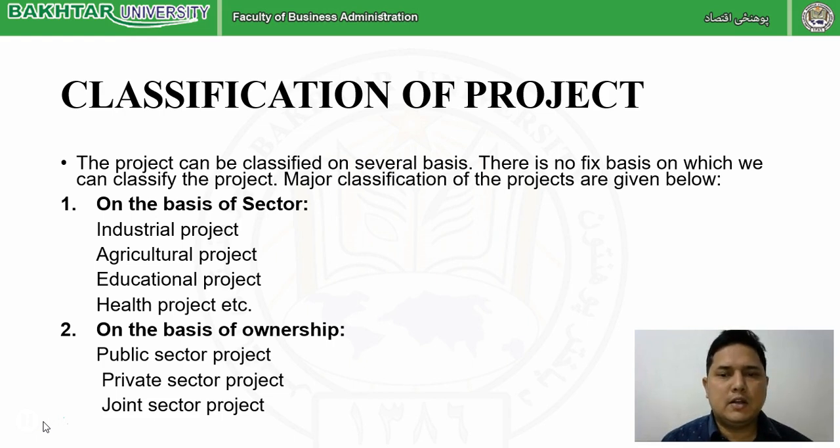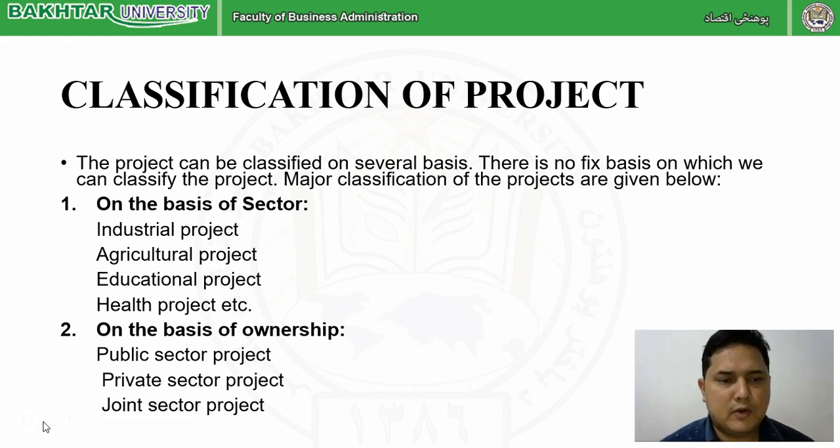Remember one thing: whenever a country's GDP is decided, it is decided on 3 sectors: primary, secondary and tertiary. Primary sector is agriculture, secondary is manufacturing, and tertiary is the service sector. So on the basis of sector, there are basically 3 sectors. Industrial products come under the manufacturing sector. Agriculture products are the primary sector. Educational projects are the tertiary sector. Service and health projects are again tertiary sector. So if we divide on the basis of sector, we have the primary, secondary and tertiary sector.